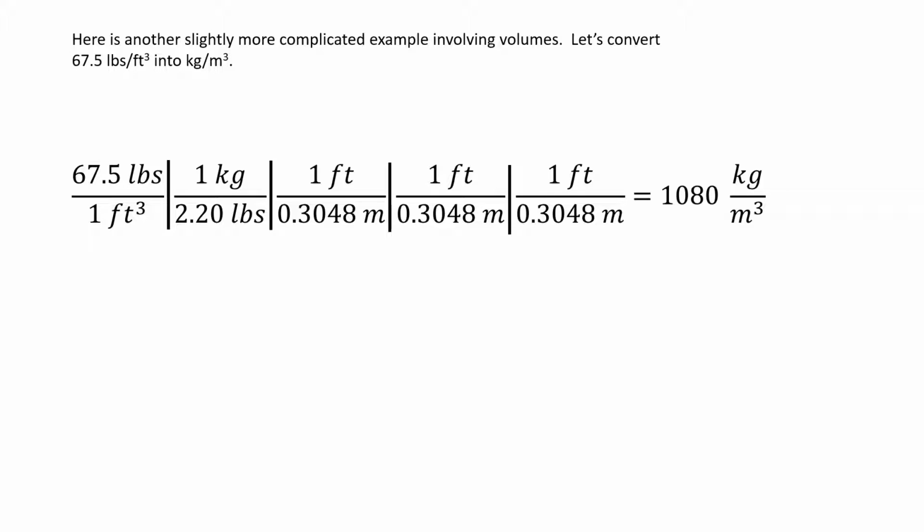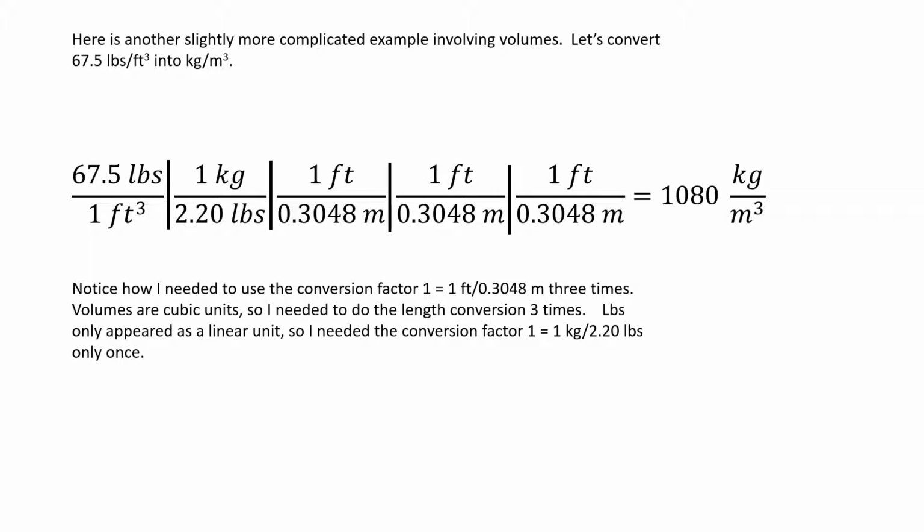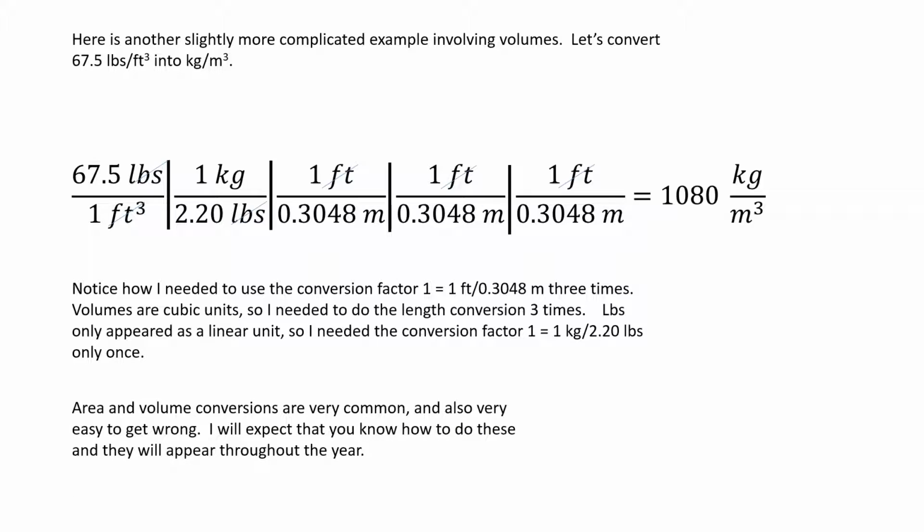Here it's all written out. 67.5 pounds per 1 cubic foot. Notice the feet cubed appear 3 times, so I need to have the feet per meter conversion appear 3 times. First, I convert pounds into kilograms. That's the first box. And then I have the 3 boxes of feet per meter. When I do all the multiplication out, I'm going to get 1,080 kilograms per meter cubed. Canceling out all the units to make sure you see where everything cancels out, I get kilograms in the numerator, meters cubed in the denominator.